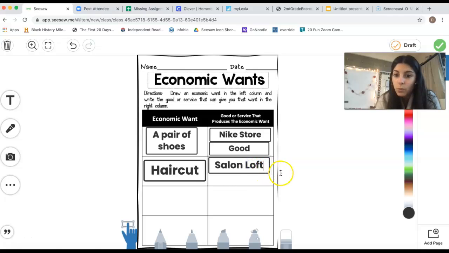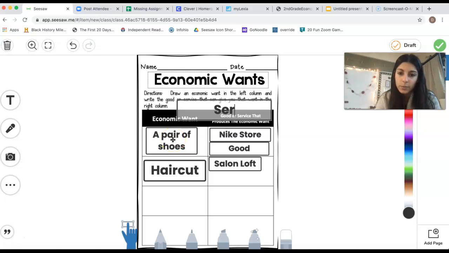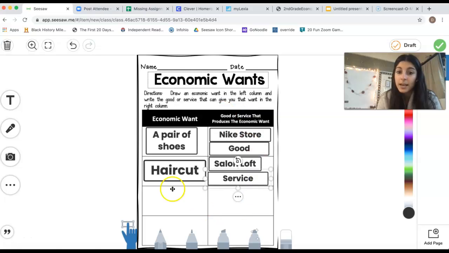Where would you get this want that you are wanting? And then, is it a good or is it a service? Me getting a haircut, is that a good or is it a service? Well, it's a service. It's something that someone does for me. Service. So I'm going to write down that this is a service. All right. And I keep going.